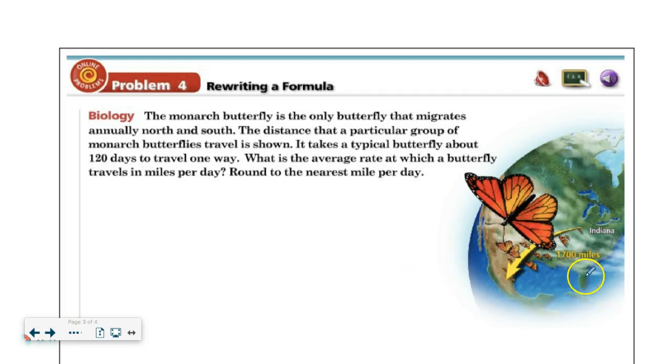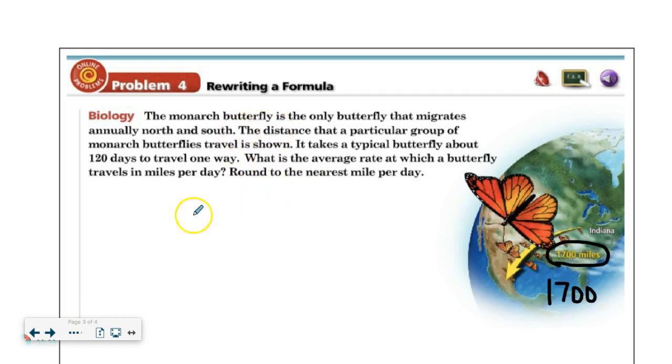Round to the nearest mile per day. All right, so I don't know if you can catch this on your paper, but it says 1,700 miles. That is, I believe, the total distance. It says the distance is shown, right? So there's the distance, 1,700 miles. I'm going to go ahead and write it underneath just in case you can't see it, for reference.